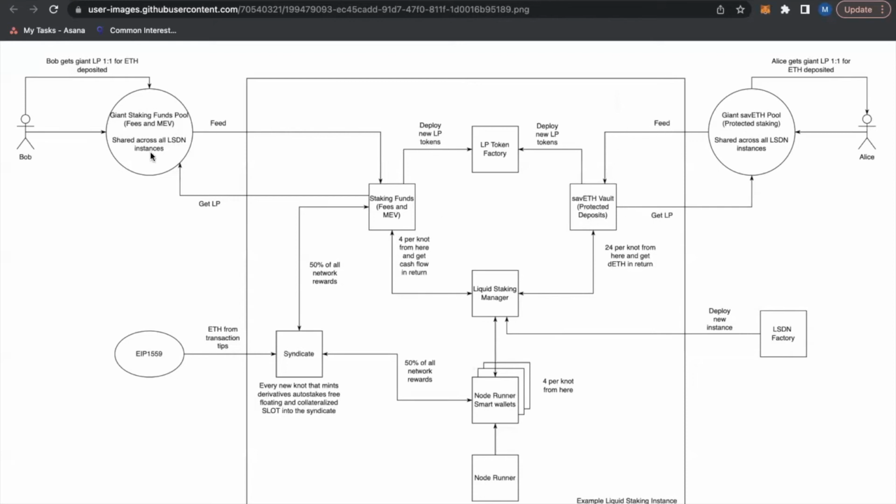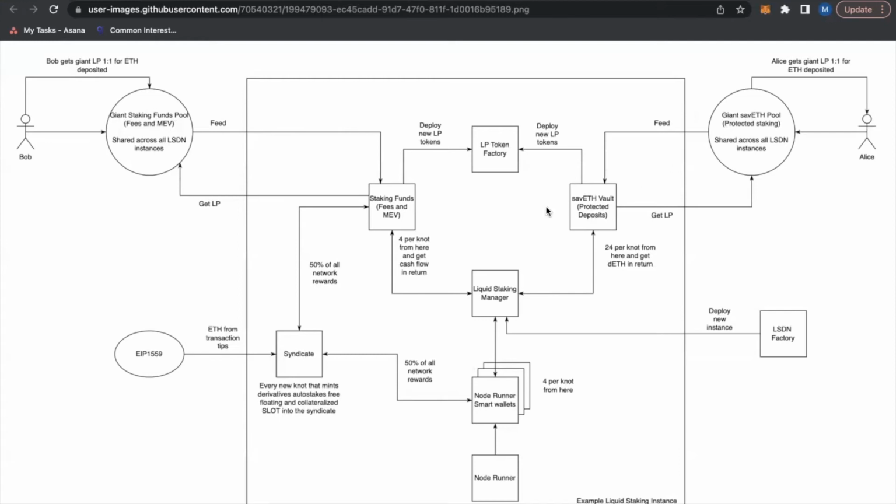The same can be the case with the giant fees and MEV. So just to put it here, the giant protected staking pool will only send ETH to the individual protected deposits pool, and the giant fees and MEV pool will only contribute to the individual fees and MEV pool. There can be no cross transfer of ETH from the giant fees and MEV to the protected deposit or vice versa.